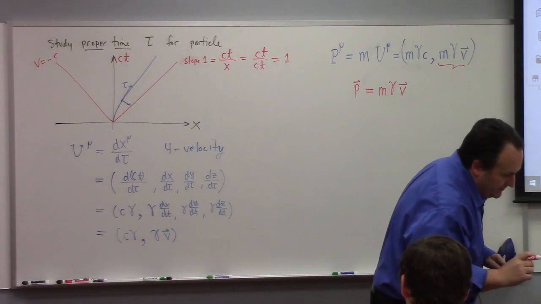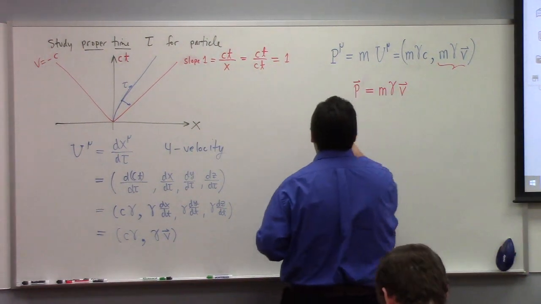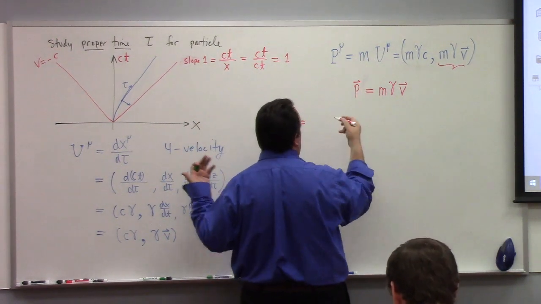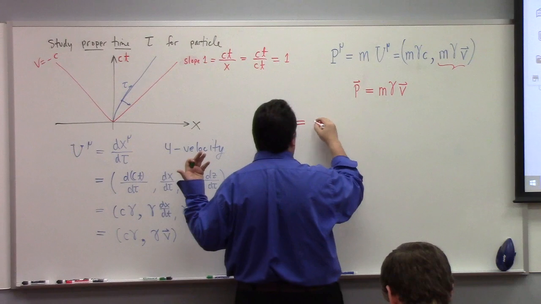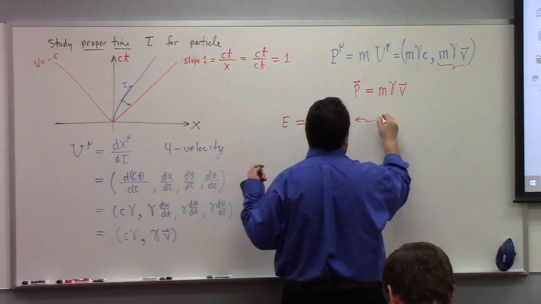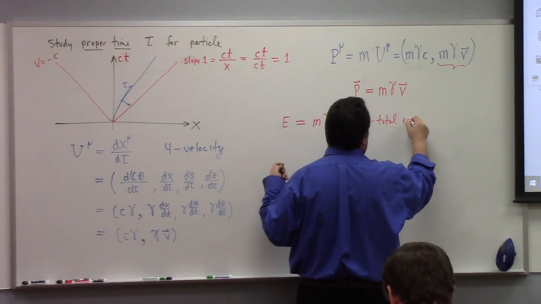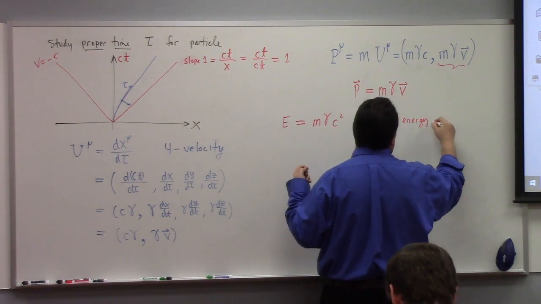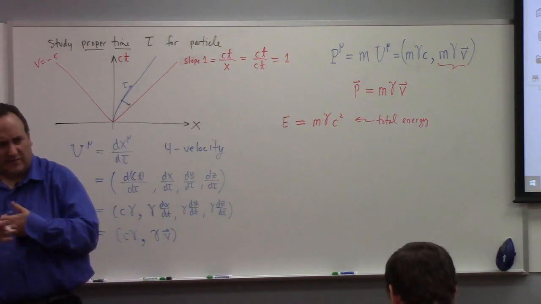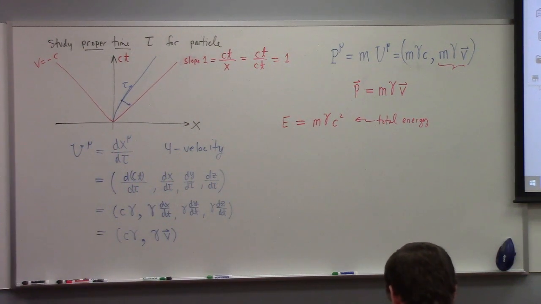The total energy, and there's something missing in my story at the moment, but I'm just going to have to get over it, okay? The total energy is m gamma c squared. If I was more with it today, I could explain how this naturally appears from the study of the four-velocity and then the four-momentum. There's a story to tell here. It's not that complicated.